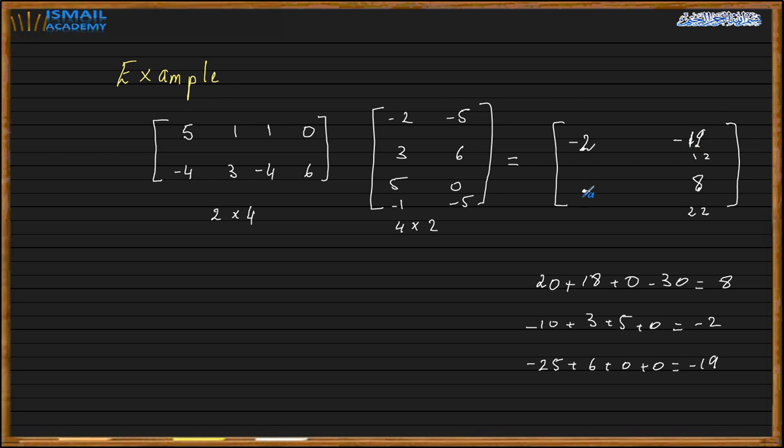Now, the last one here is second row, first column. I will go to the first matrix. I will take the second row of the first matrix and times it with the first column of the second matrix. So it's going to be 8 plus 9 minus 20 minus 6. So it's 17 minus 26, which is minus 9.